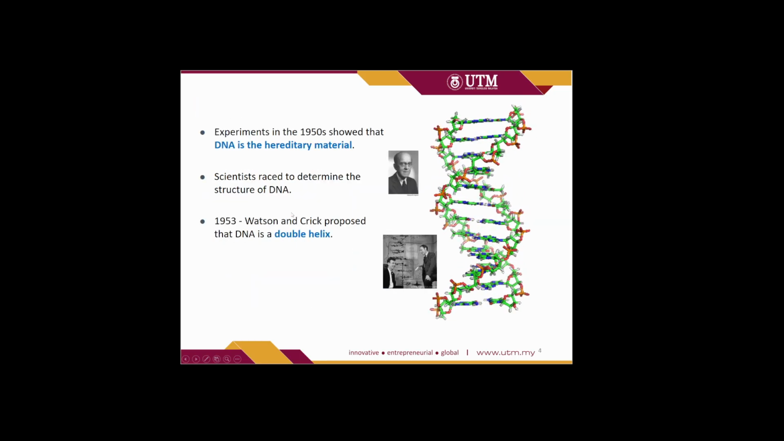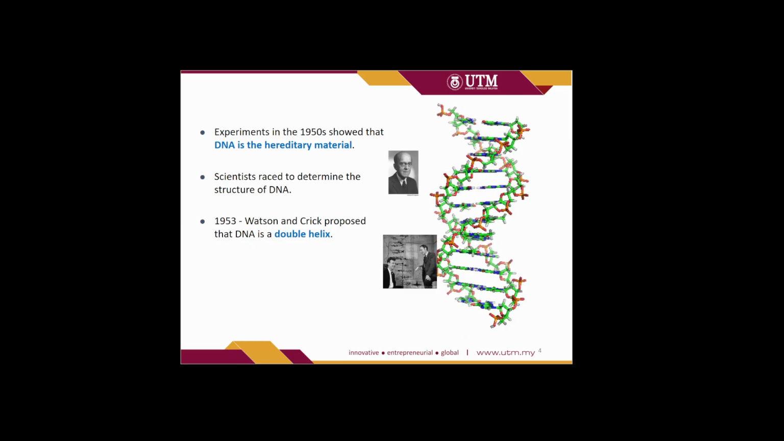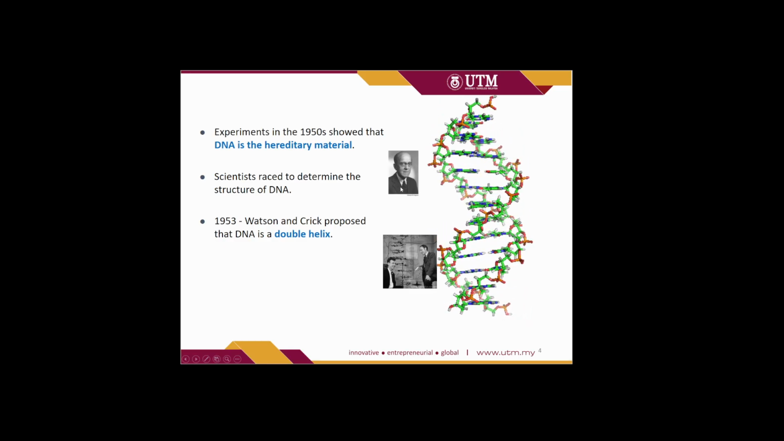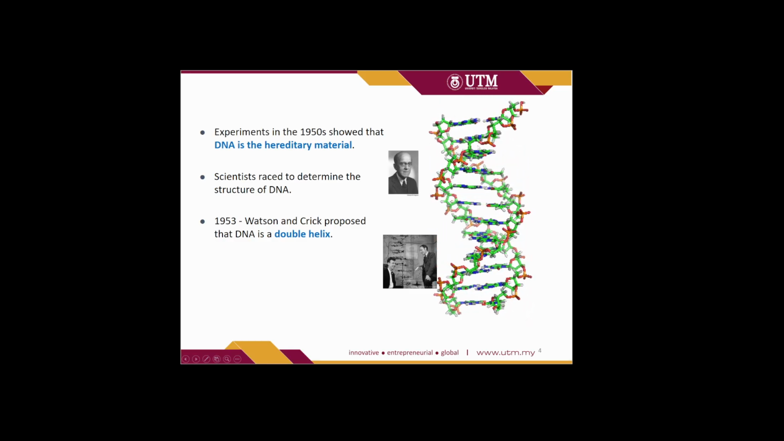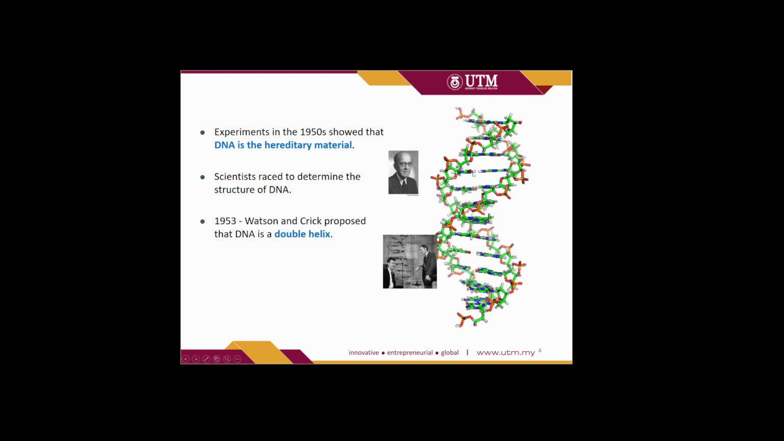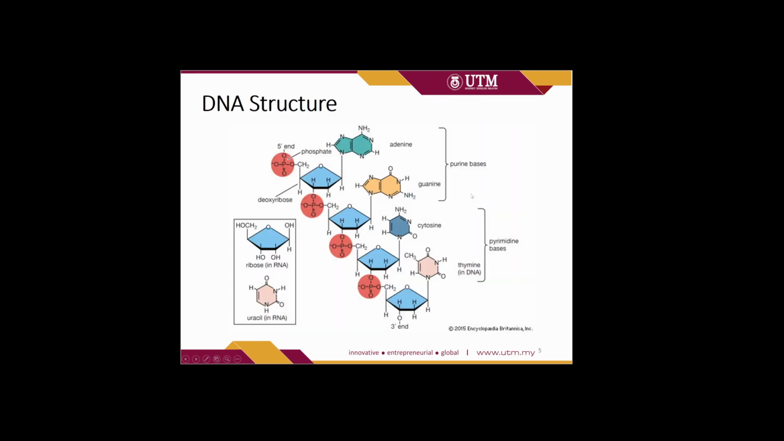Experiments in 1915 showed that DNA is a hereditary material. Scientists tried to do more experiments to learn the structure of DNA, until 1953, when Watson and Crick proposed that DNA has a double helix. This is the main structure of the DNA.